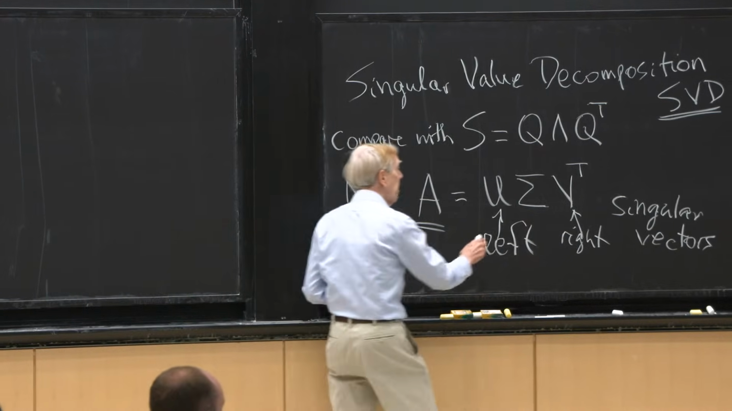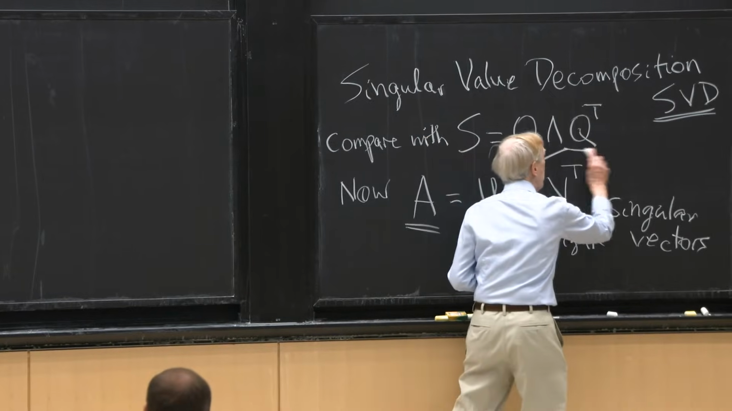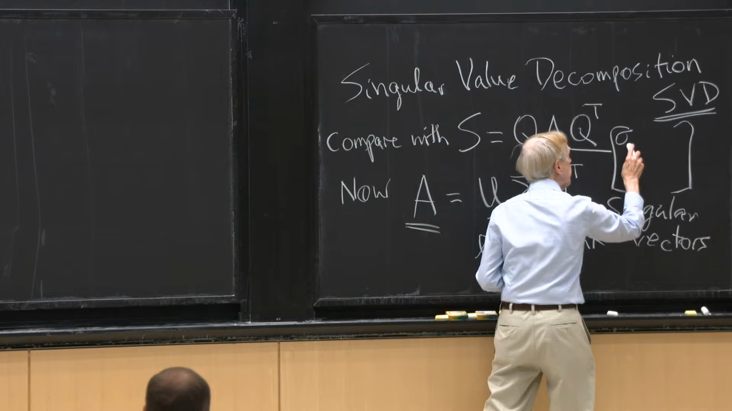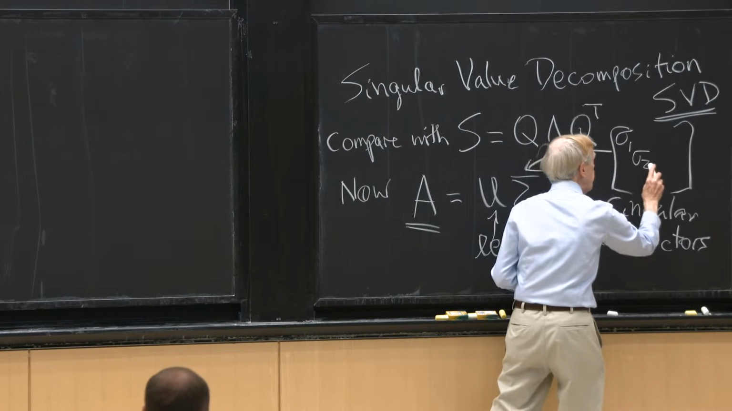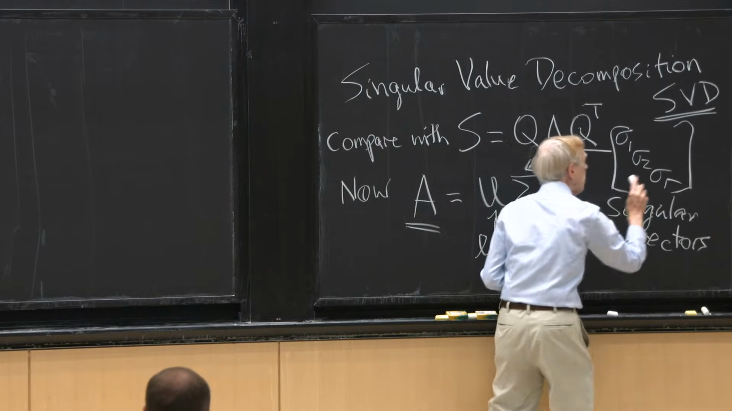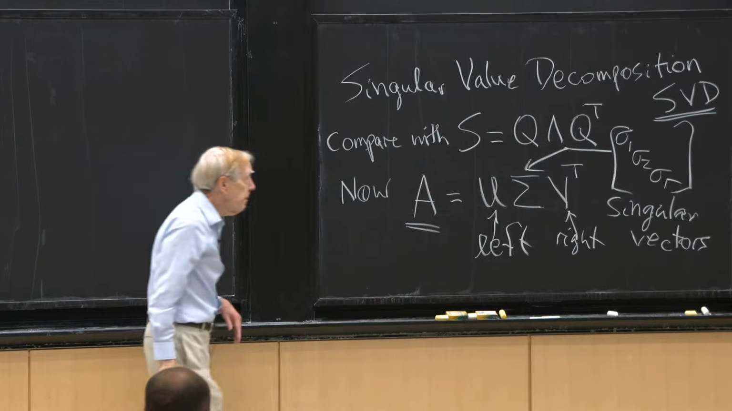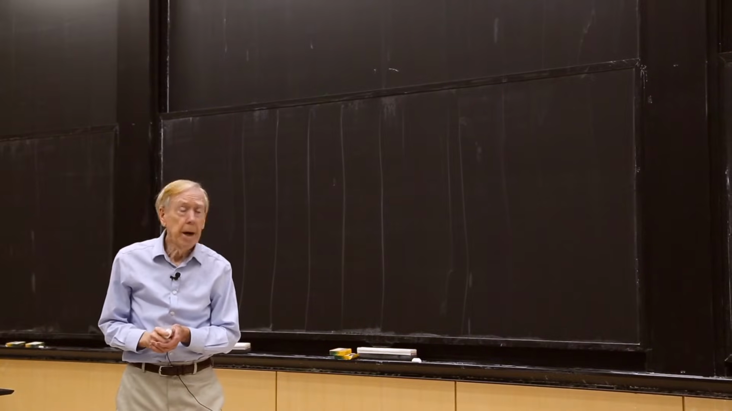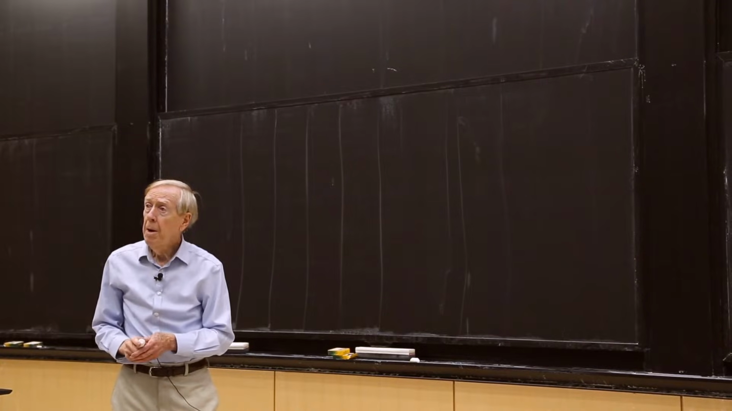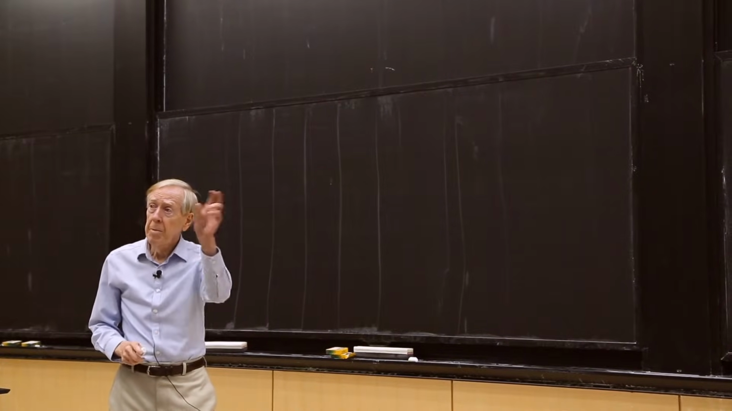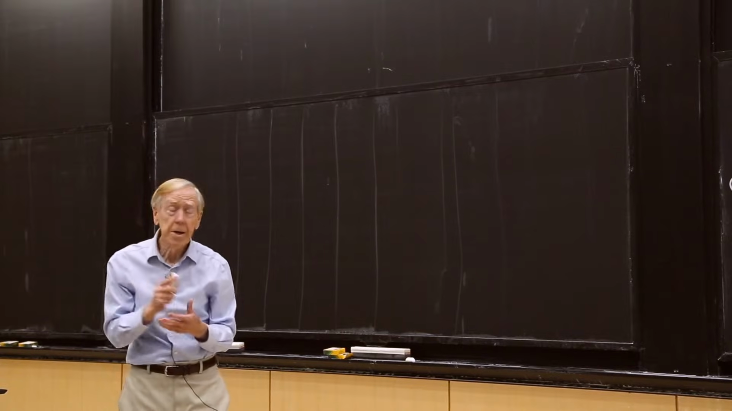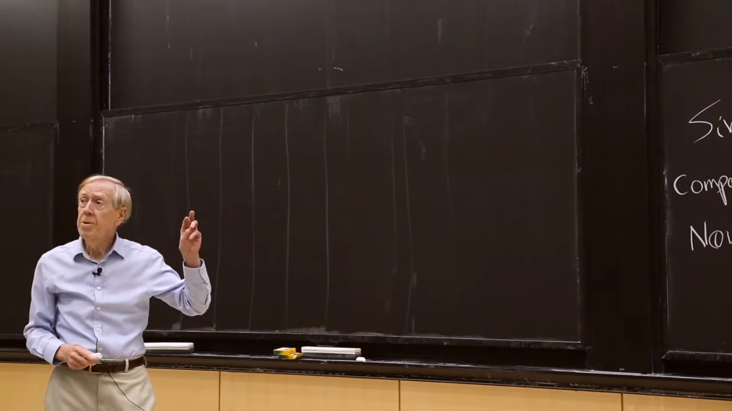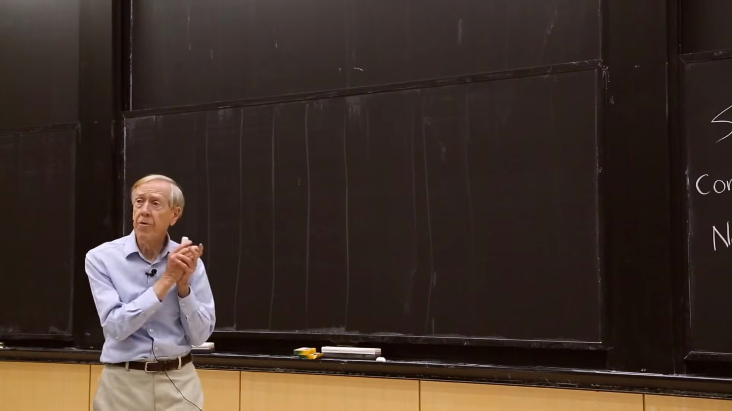Let me write what that looks like. This is, again, a diagonal matrix, sigma 1, sigma 2 to sigma r, let's say. So it's, again, a diagonal matrix in the middle, but the numbers on the diagonal are all positive, or 0, and they're called singular values. So it's just a different world.